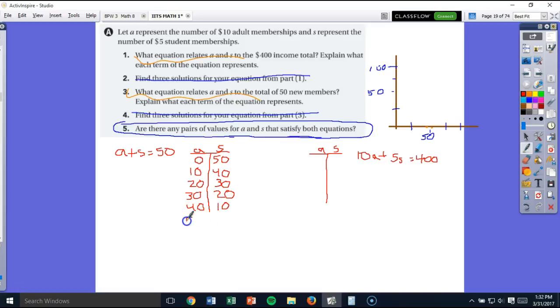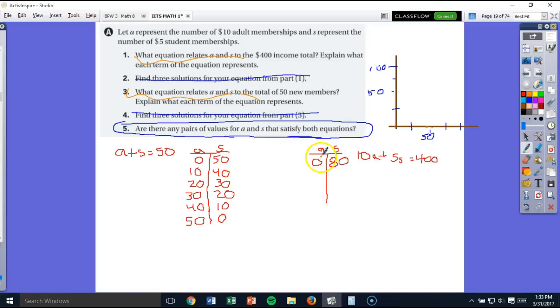Sorry, thinking ahead over here to the other side. Over here, if we have 0 adults, then that cancels out our 10A. We have 5S equals 400, divide by 5, S equals 80. So that does not match up with the set of coordinates over here.